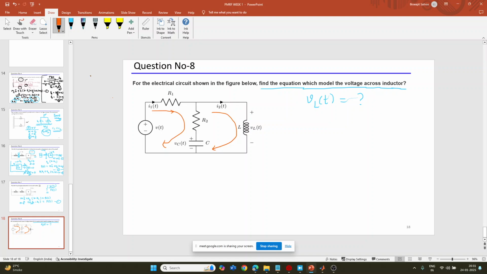Now in the first loop, write the KVL equation. Can anybody tell me what the KVL equation in the first loop is? I am starting at this point. I am always choosing the negative point as my reference. I am moving from left to upward, and if I am moving from minus to plus, you have to take the negative sign. This is my assumption. Now write down minus V of t.